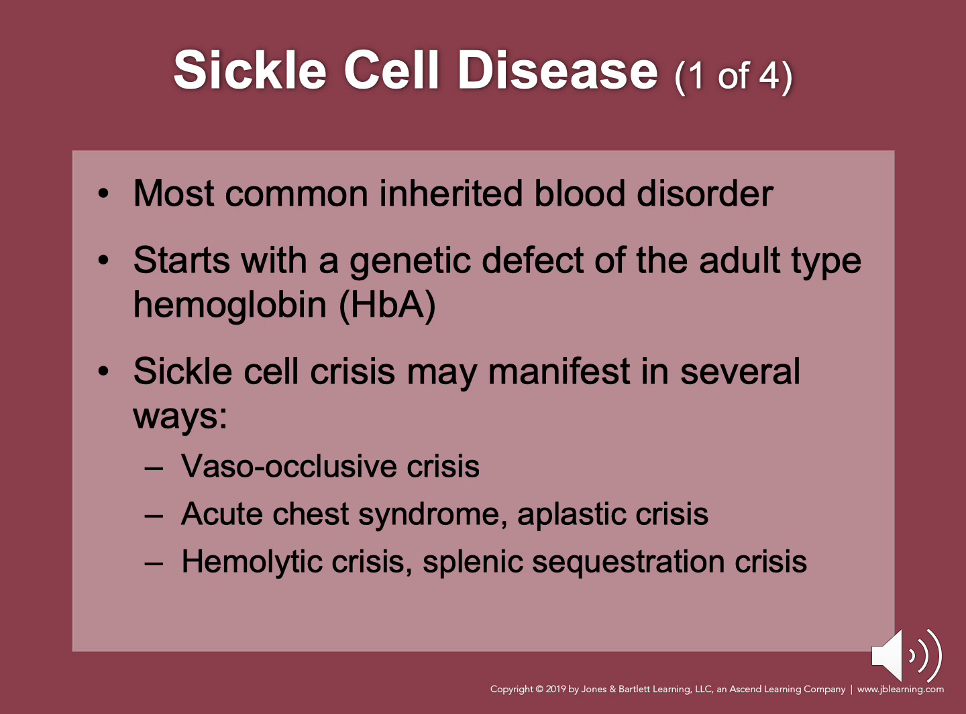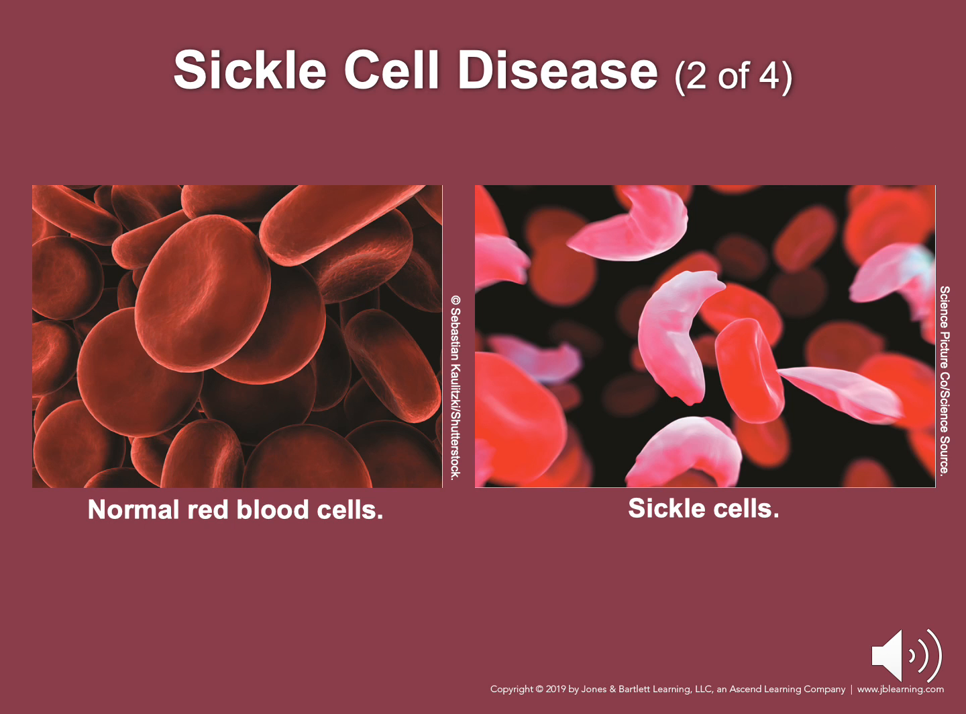So to the left, you have normal red blood cells, and to the right, you have that oblong shape, those little pink ones, sickle cells.